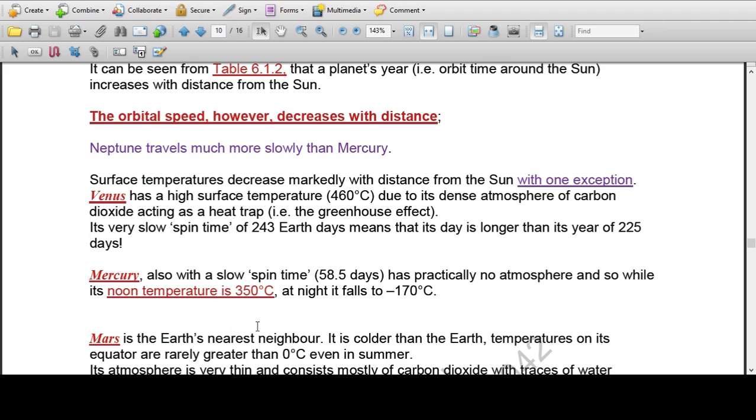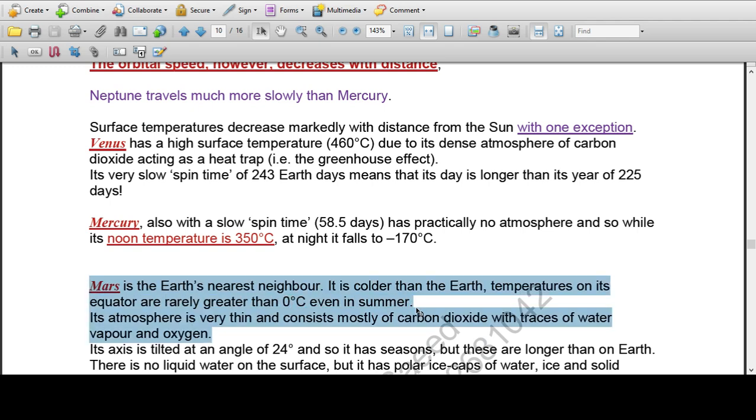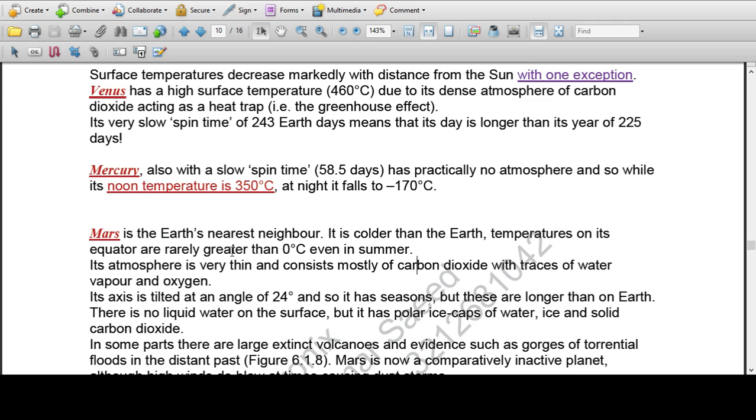Mars is the Earth's nearest neighbor. It's colder than the Earth. Temperatures on its equator are rarely greater than 0 Celsius, even in summer. Mars is very cold compared to Earth, so it's always below 0 Celsius. It's always freezing.